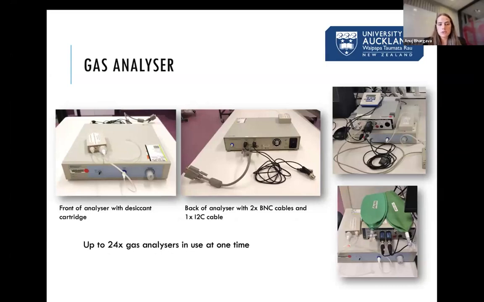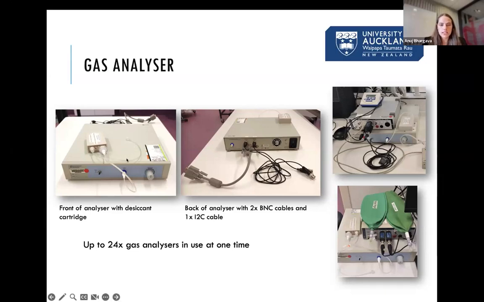So we can have up to 24 gas analyzers that we have to get ready at one time. So advanced preparation involves checking the desiccant and the cartridges are dry, and then attaching a new filter onto the drying tube and attaching the sampling tube, as seen in this photo here on the left.